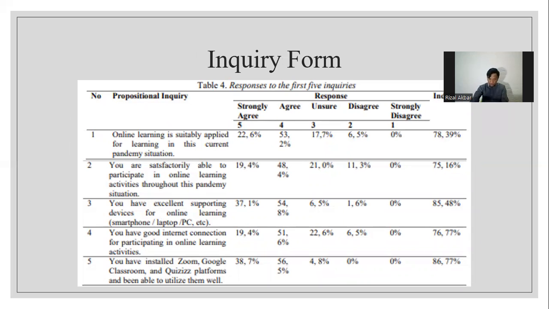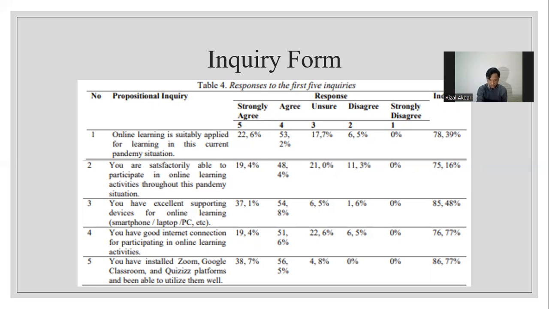Inquiry form. This shows the results from the responses to the 5 inquiries. These 5 inquiries are meant to show the participation of the students, telling how ready they are to be doing online learning by using the Zoom application, Google Classroom, and quizzes.